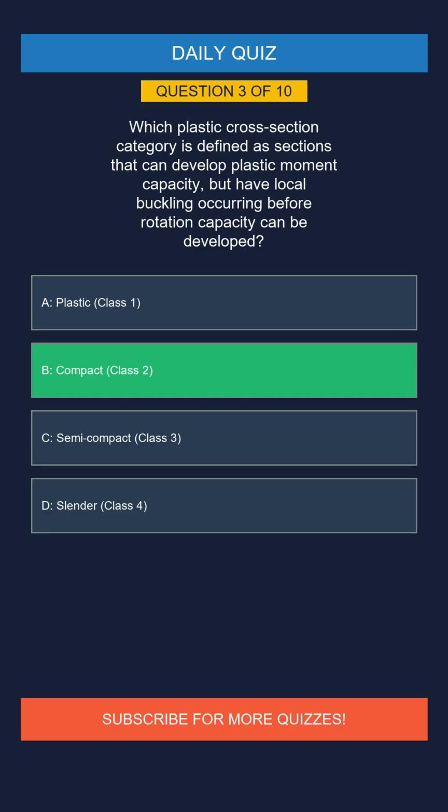Time is up. The correct answer is option B, compact, Class 2.